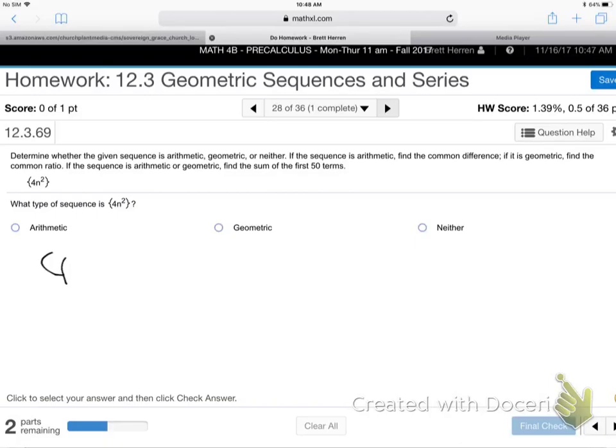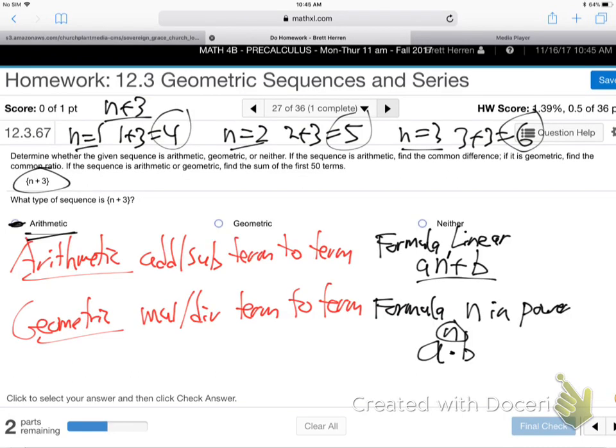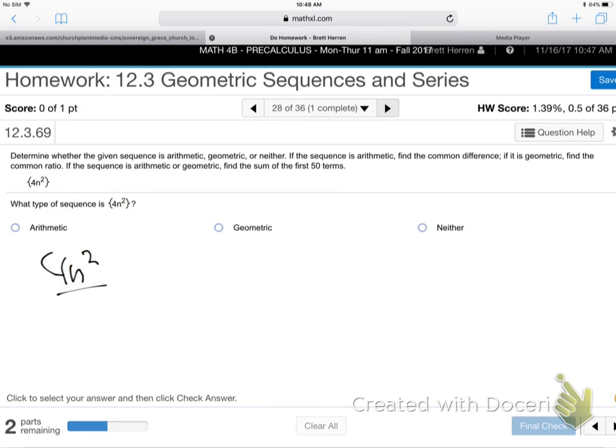All right, so the formula is 4n squared. If you look back to what I said, if you have linear, meaning first power on n, that's arithmetic. If n itself is in power, that's geometric. I have nothing about n squared. That'll be neither. It's neither arithmetic nor geometric. You don't have to use my little form. Again, you could just find it out.